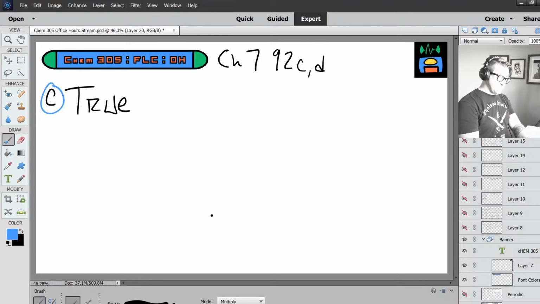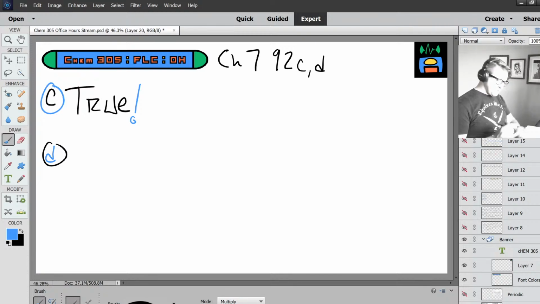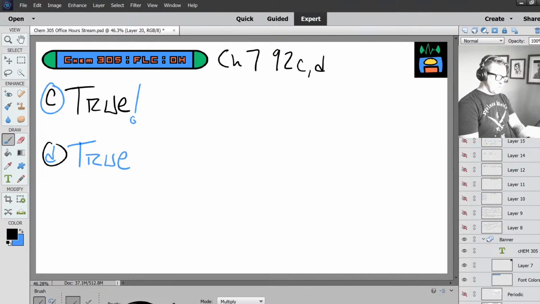One of the two molecules participating in hydrogen bonding must have a lone pair. Otherwise, no hydrogen bond can form. So A, B, C, and then D. Both molecules participating in dipole-dipole interactions must be polar molecules. Totally true. If you are not a polar molecule, then you are not engaging in dipole-dipole forces. That only happens between polar molecules.